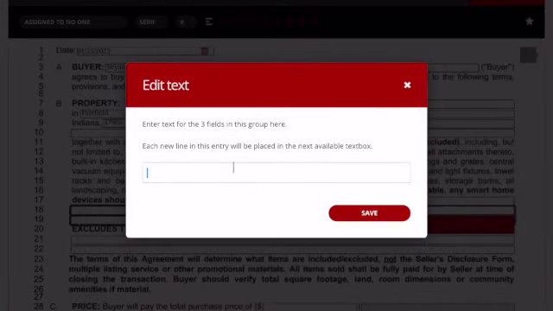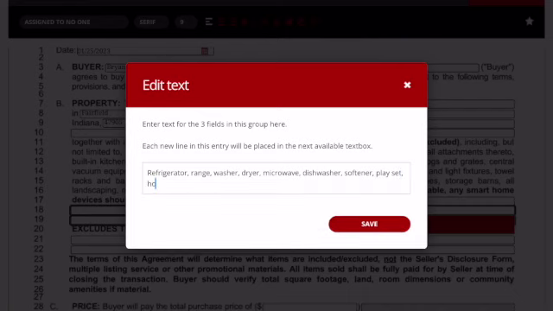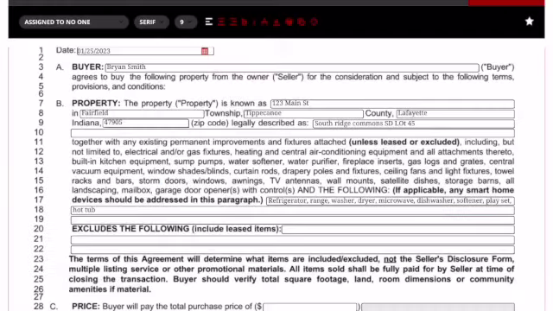Also on line 17, you're going to list anything that you want to stay appliance-wise. It's like refrigerator, range, washer, dryer, microwave. I know the microwave is built in, so you technically don't have to put it, but I think it's good if you do. Same with the dishwasher. I always list the softener on here too, just to be safe. And then let's say there's something else that you wanted, like a play set or a hot tub. You could put those things on there as well, and this is where they would go. Click save, and it populates it for you.